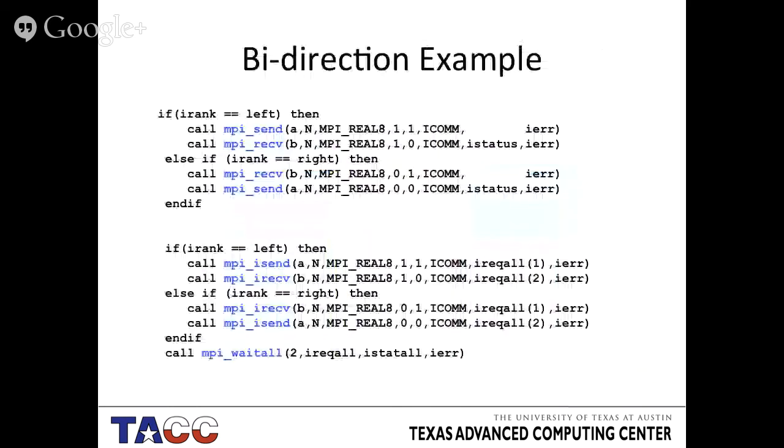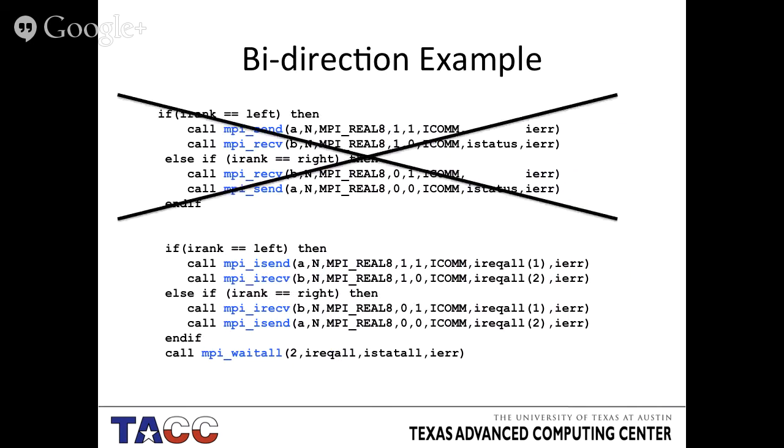So this can happen in 2 ways. You can do it with an MPI send, an MPI receive, and then an MPI receive, and an MPI send on the other side. And that doesn't overlap anything. That's just standard one-way communication. So don't do that. Or you can do this with an MPI send, MPI receive on both sides, and then use an MPI wait all to complete the communication.